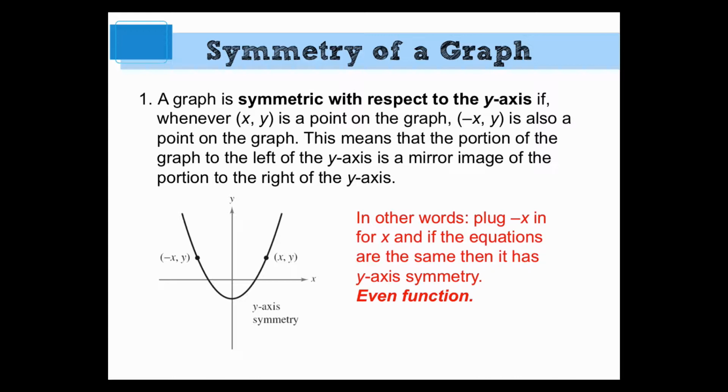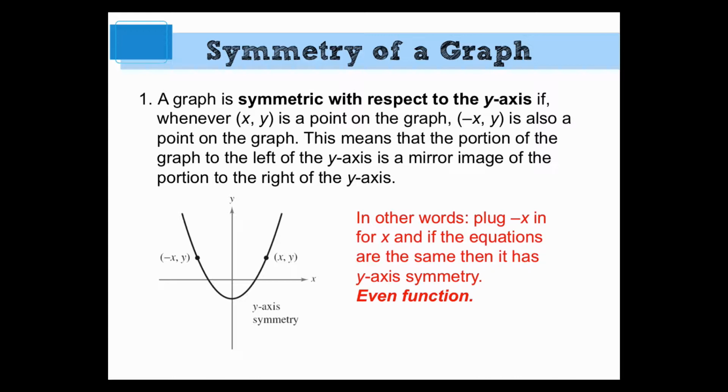So, red is a summary. Plug negative x in for x and check to make sure that the equations are the same. This, by the way, is what's also called an even function. So, 3 things. Number 1, check it algebraically. That's the hardest part. Number 2, look at the graph and see if it's symmetric about the y-axis, which is fairly easy to recognize.